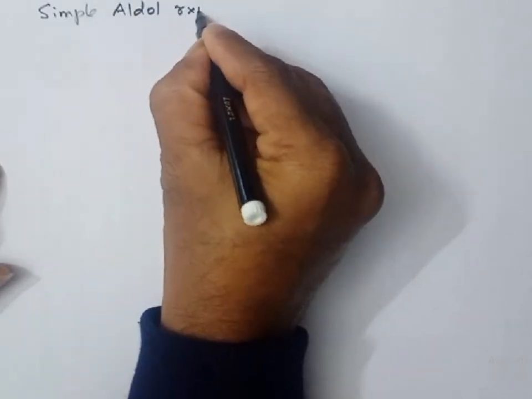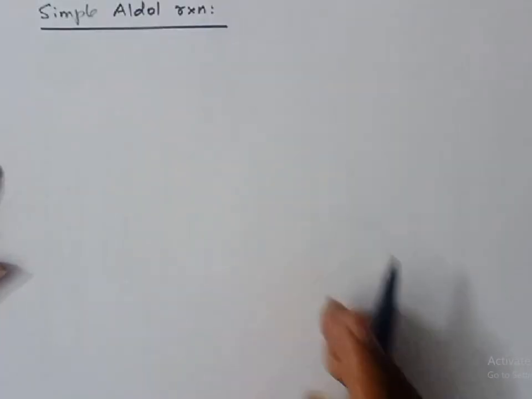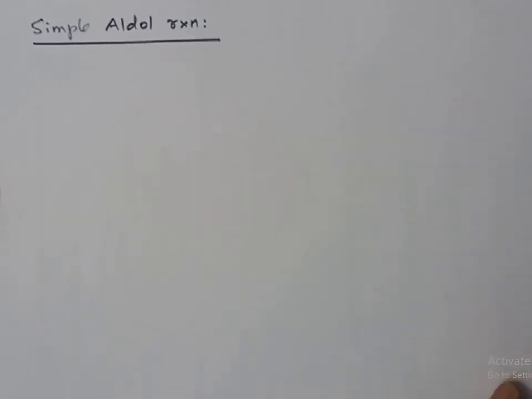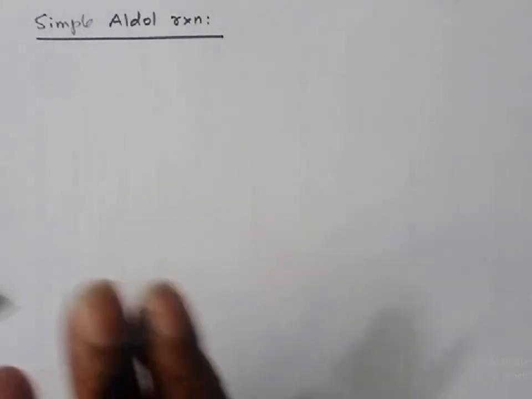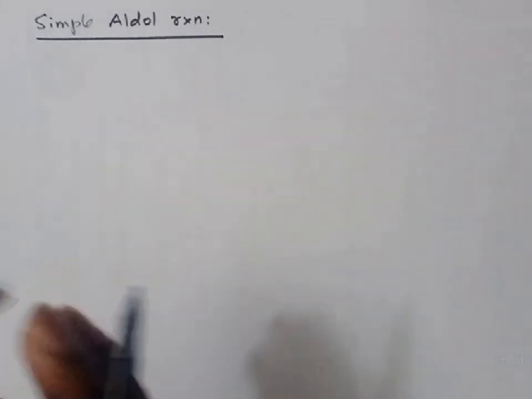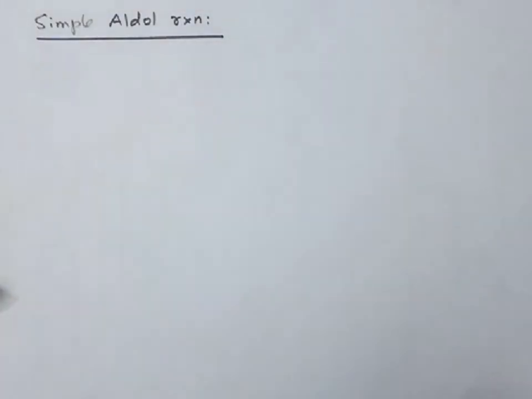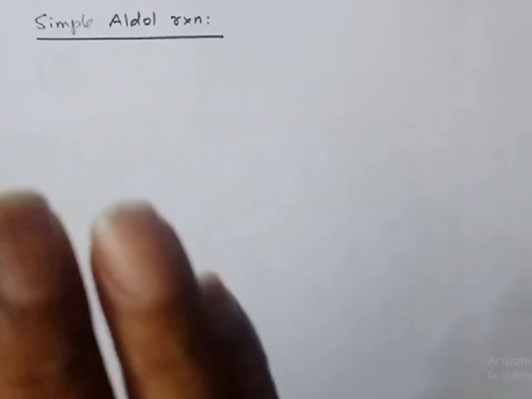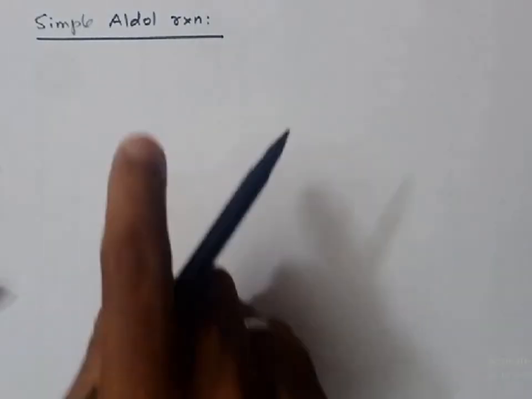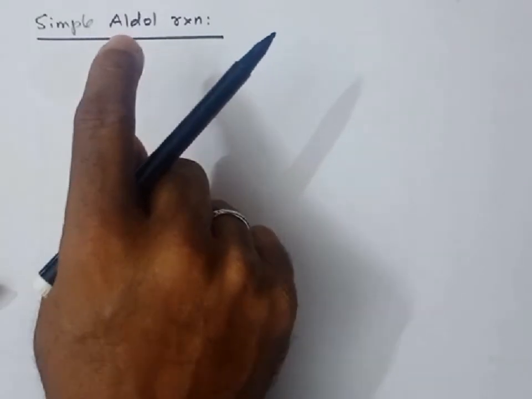Simple Aldol reaction. Here the word simple means that in an Aldol reaction, two aldehyde molecules, or two ketones, or one aldehyde and one ketone, are required. You require two molecules to undergo this Aldol reaction. If both the molecules are the same molecule and it undergoes Aldol reaction, we call that Aldol reaction simple.